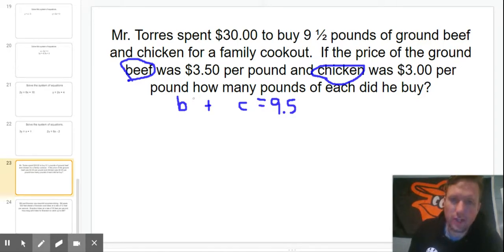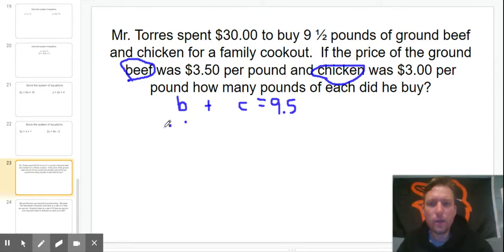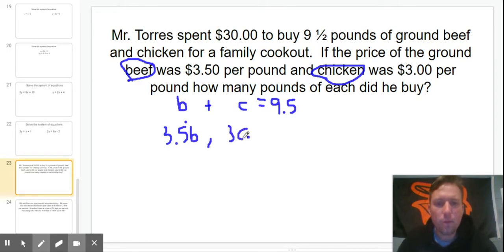So the other information that was given is the cost per pound. Beef was $3.50, chicken was $3. So what we can do is use that. We can use 3.5B for the beef, and we can use that in our equation. So 3.5B would be how much was spent on the beef, and 3 times C was how much was spent on the chicken.